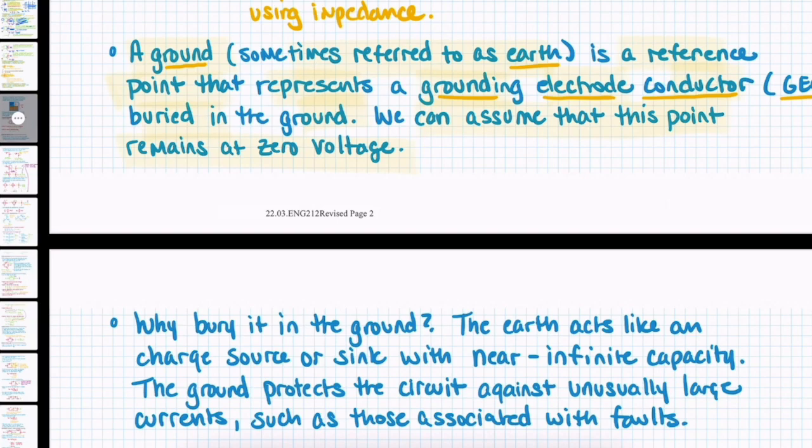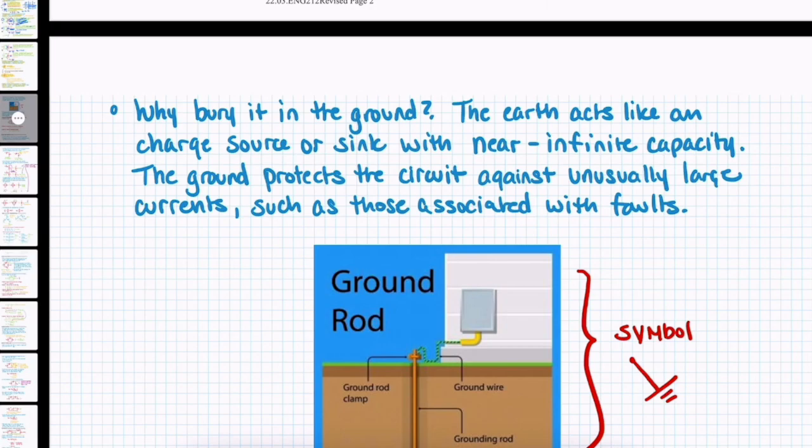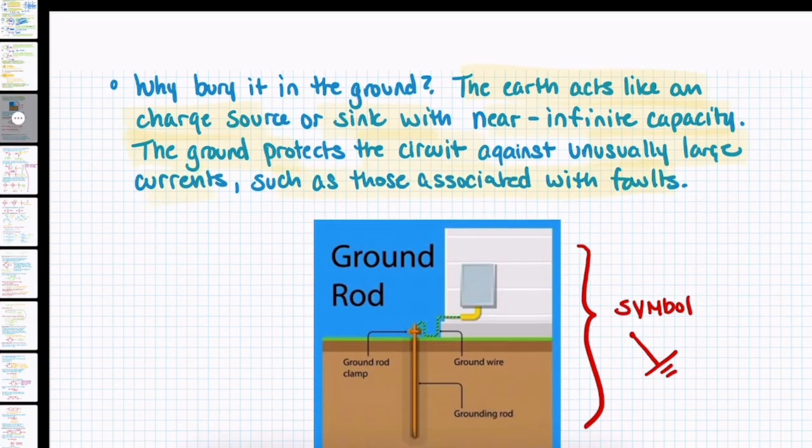Now, a ground is not going to, by nature, act like a current source. It's not going to provide the differential which allows that current to flow. But if there are other elements in the circuit that are drawing that current, it can supply the quote-unquote electrons. So why bury it in the ground? Essentially, the earth acts like a charge source or sink with near infinite capacity, and the ground protects the circuit against unusually large currents, such as those associated with faults.